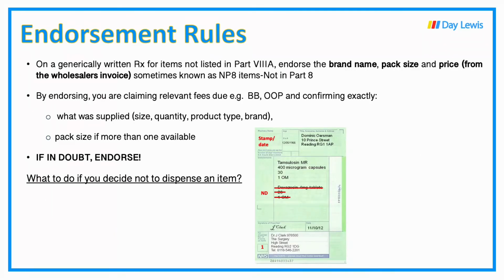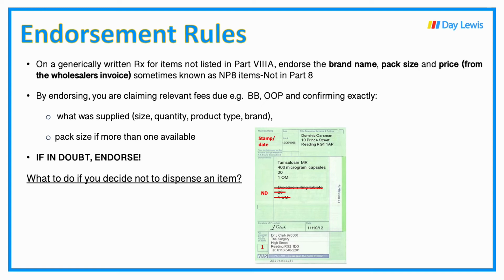So if it was an item that's not listed in Part 8. I did mention that there are always new drugs coming out, so this can happen. You may have an NP8 item, so a not listed in Part 8 item, and here you would need to endorse the brand name, the pack size, and the price of the item, which you would get from your wholesaler's invoice, so the NHS BSA know exactly how much to give you. So we've looked at items that are included in the drug tariff and not included in the drug tariff, and how the NHS is going to reimburse you for those.